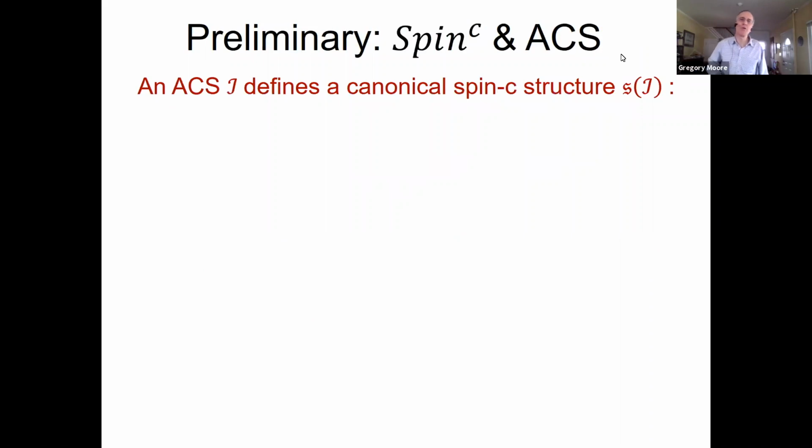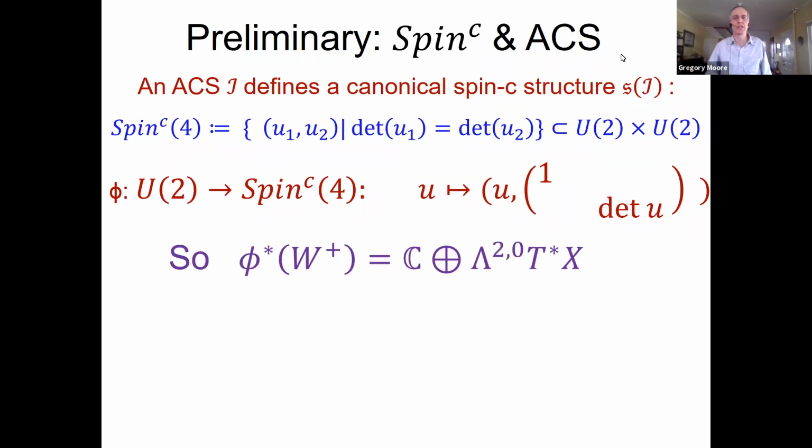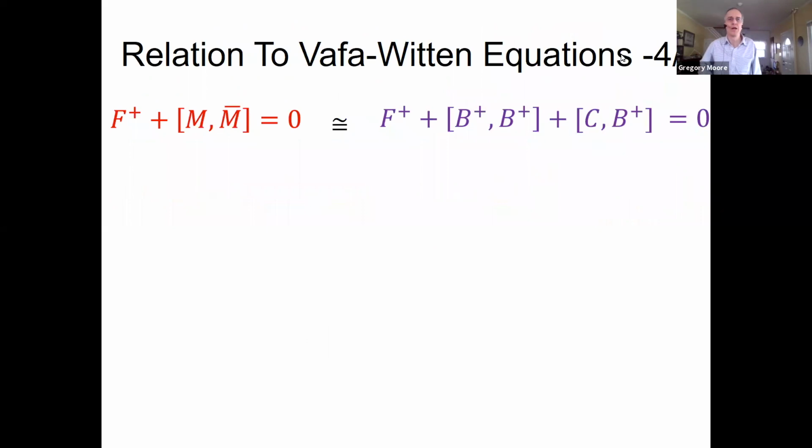As I explained before, an almost complex structure also determines a canonical spin-C structure. And if you look at this diagonal matrix, you see that the pullback of the chiral spin bundle is the trivial bundle plus the (2,0) forms. So it makes sense to identify the Vafa-Witten and the Seiberg-Witten fields this way. And indeed, if you do that translation, the first of the Seiberg-Witten equations becomes the first of the Vafa-Witten equations.